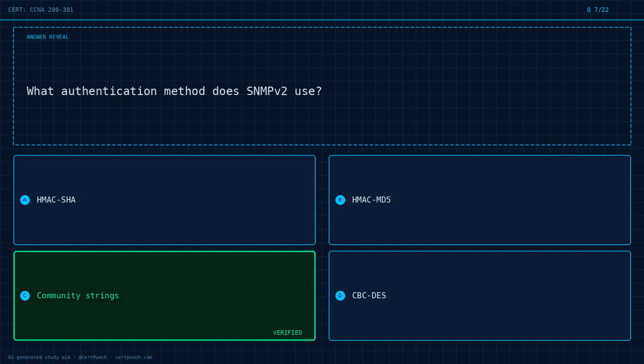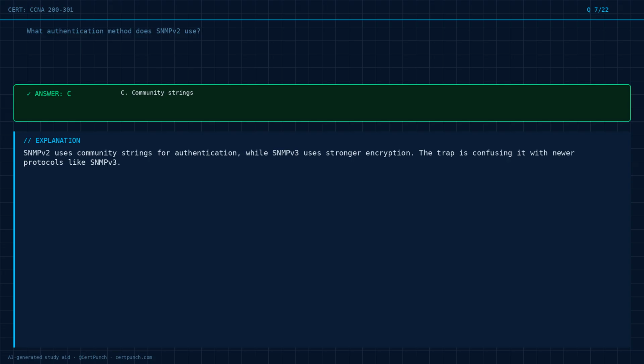The answer is option C. Exam logic. SNMPv2 uses community strings for authentication, while SNMPv3 uses stronger encryption. The trap is confusing it with newer protocols like SNMPv3.